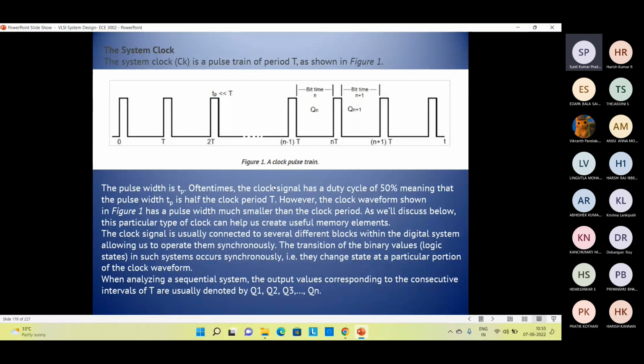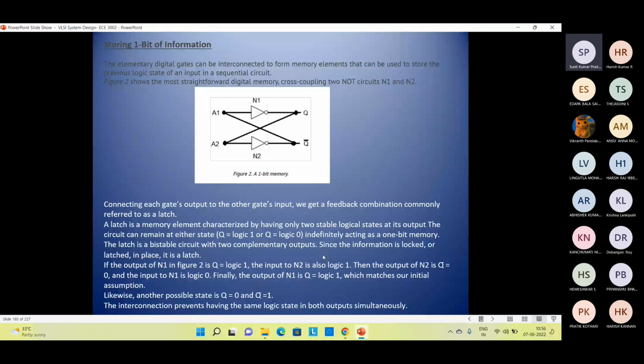Now, when we analyze a sequential system, the output values corresponding to consecutive intervals of time are usually denoted as, if you can see here, Q1, Q2, Q3, Qn, like this. So it is all about analyzing the sequential system. Now, let's take an example of storing one bit of information.